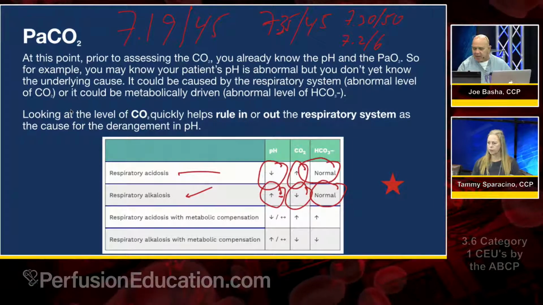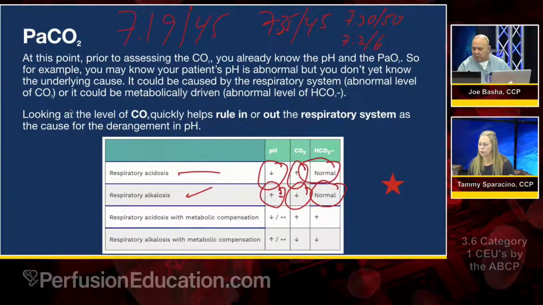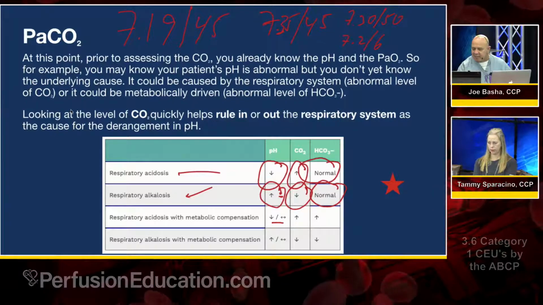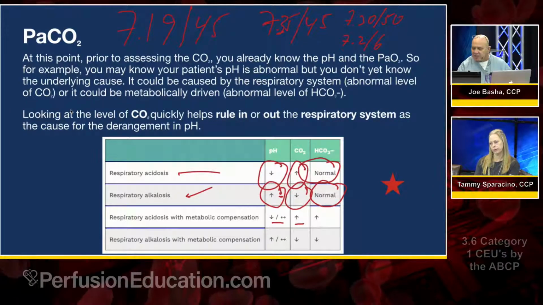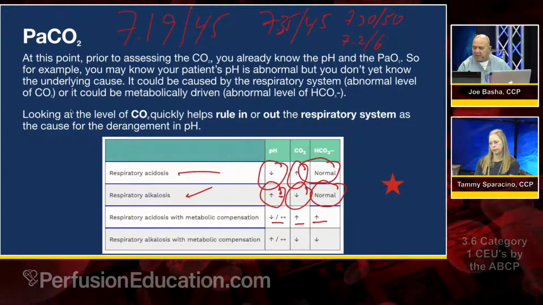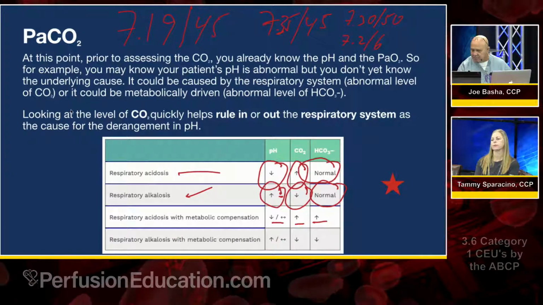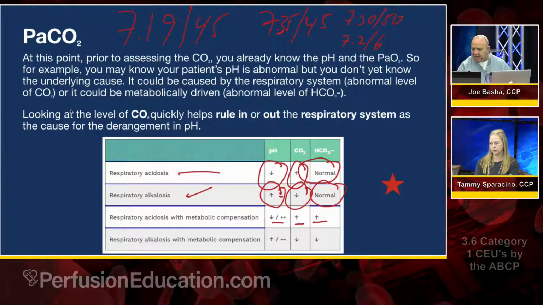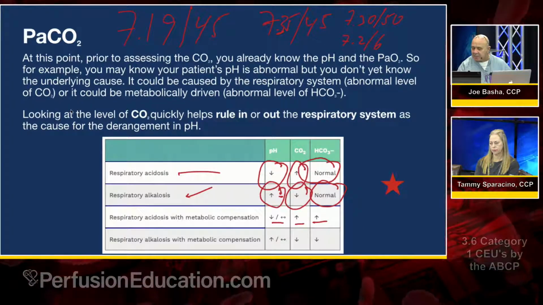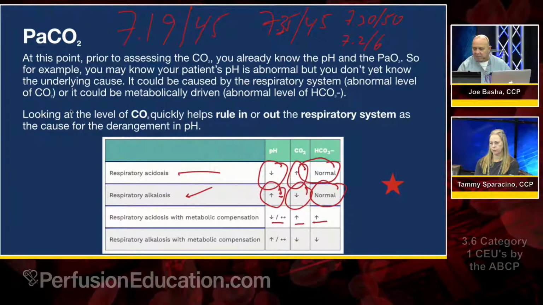Whereas if you have a pH which is decreased or normal and a PCO2 that is elevated and a bicarb that is also elevated, you have a respiratory acidosis with metabolic compensation. And that's because the amount of compensation can be more or less depending on the pH. We're going to get into a little more of that moving forward.